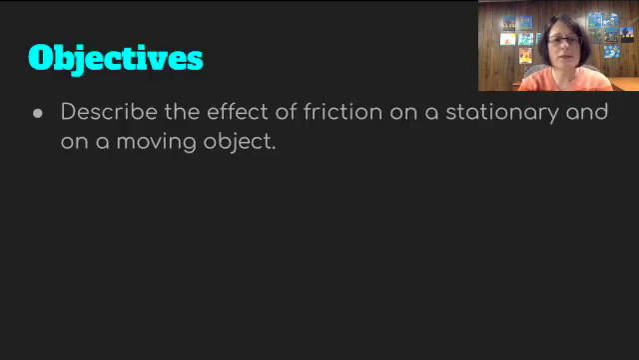So our objectives were pretty fast and simple today: to describe the effect of friction on a stationary and on a moving object. So don't forget your 5 questions.